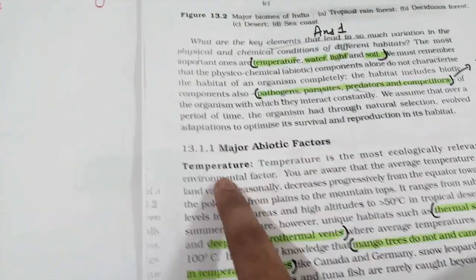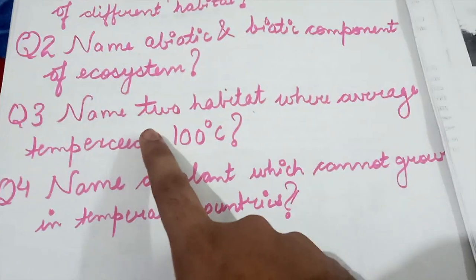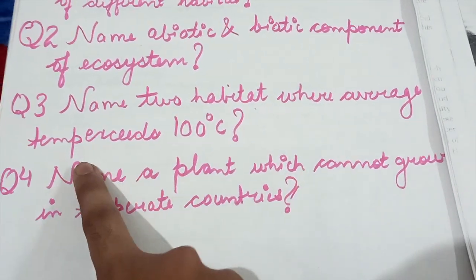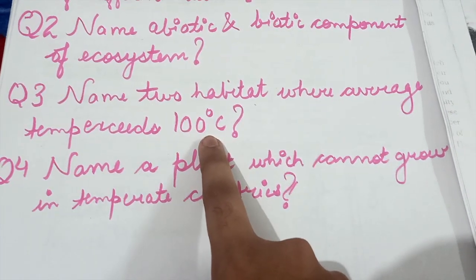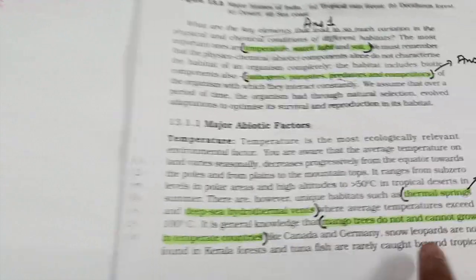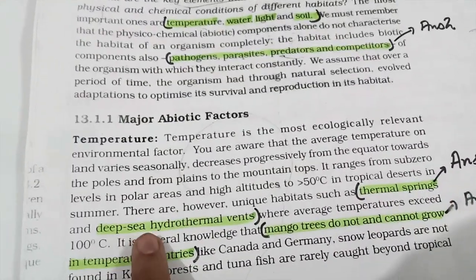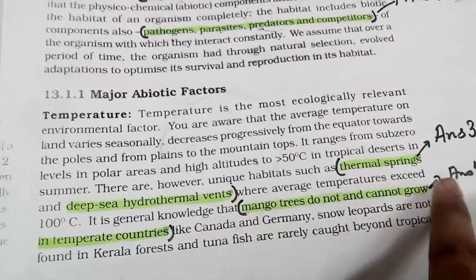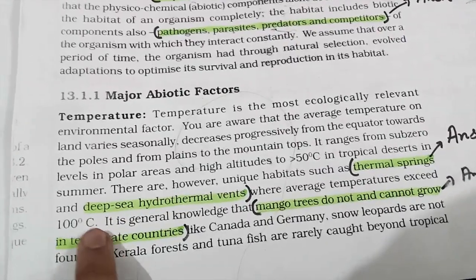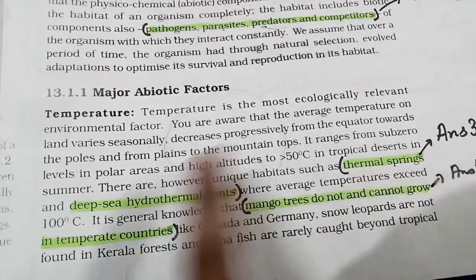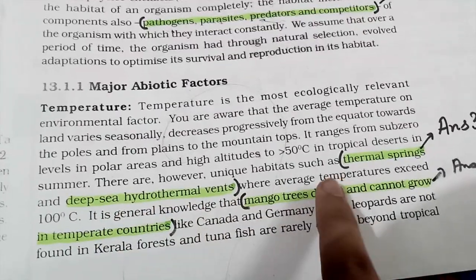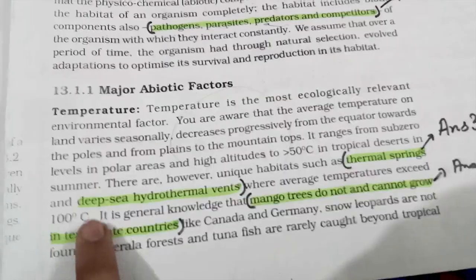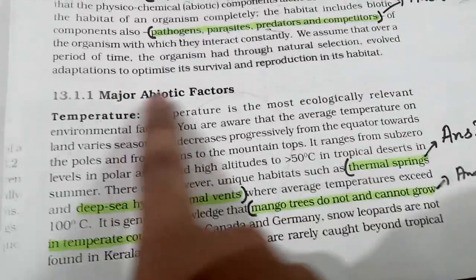Now let us look at the next question. The next question is from the major abiotic factor, that is temperature. The question is, name two habitats where average temperature exceeds 100 degrees Celsius. The answer is thermal springs and deep sea hydrothermal vents. As you can see, this line says that in thermal springs and deep sea hydrothermal vents, the average temperature exceeds 100 degrees Celsius. So this question can be asked from this para.